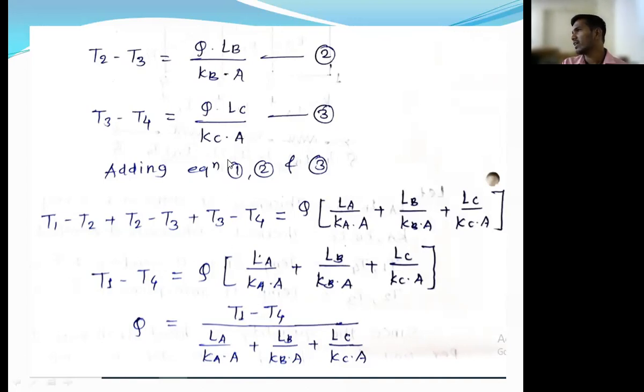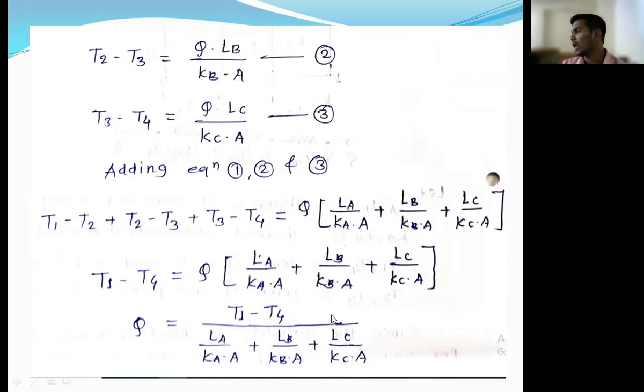Okay, first do the addition here. Q will be common. So what is the remaining term in the bracket? LA by K into A plus LB divided by KB into A plus LC divided by KC into A. Okay. So minus T2 plus T2 will cancel. Minus T3 plus T3 will be cancelled. So what is the remaining term? T1 minus T4 is equal to what? Q into bracket LA divided by K into A plus LB divided by KB into A plus LC divided by KC into A.